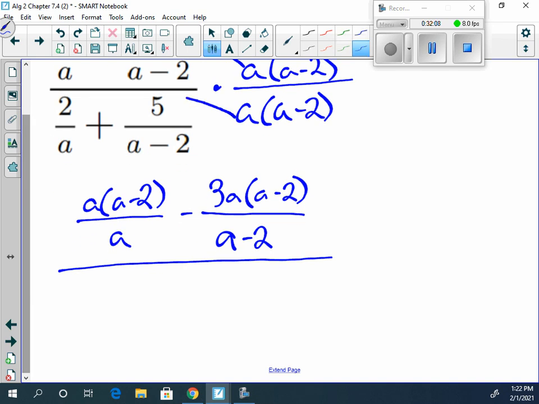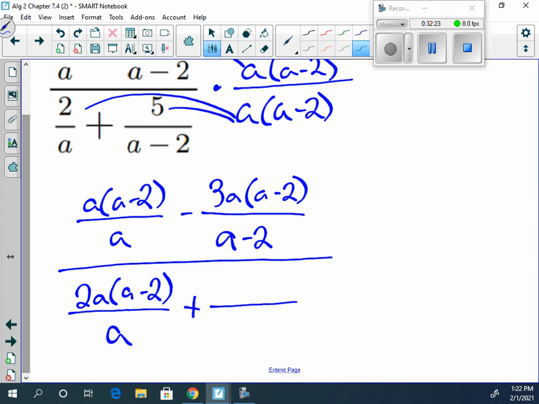Now we can do the same thing for the denominators. We'll multiply by the 2 and 5. So we'll have 2A times A minus 2, because we're multiplying those two together. And this is all over A. Plus, we're going to multiply this whole thing by 5, which will just give us 5A times A minus 2 all over A minus 2.